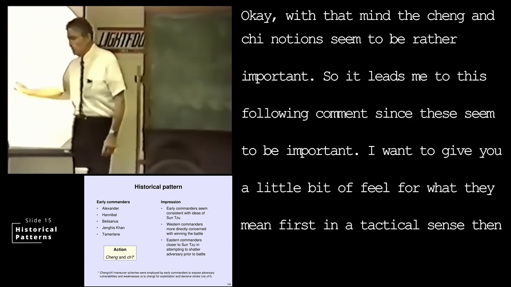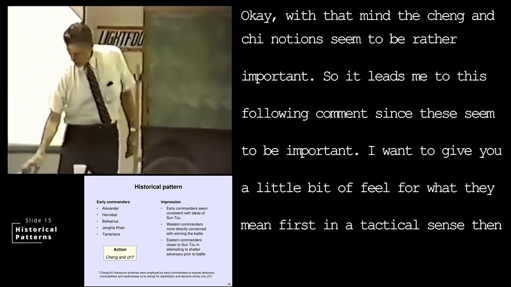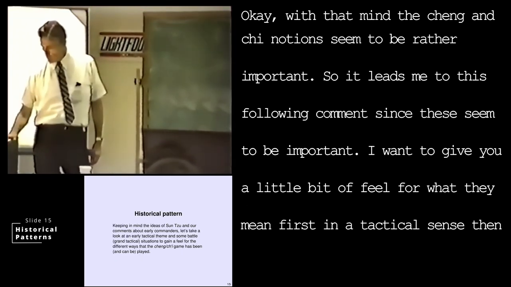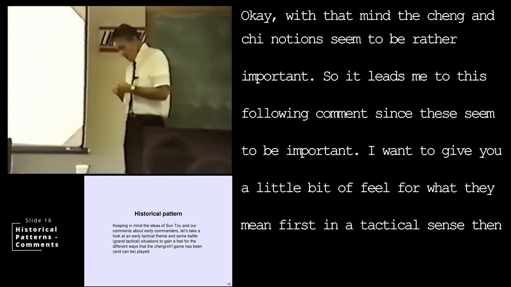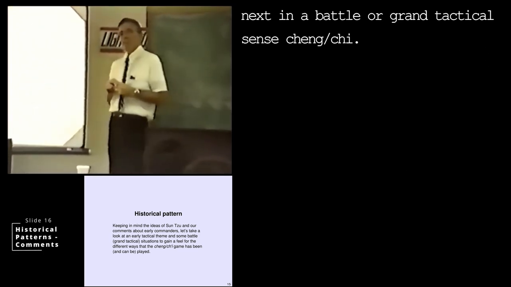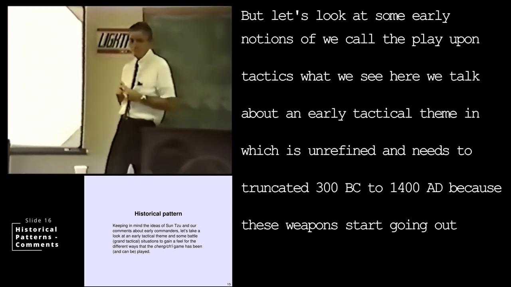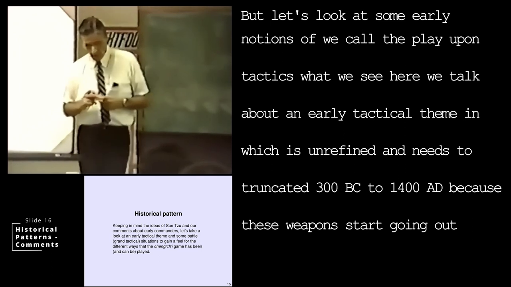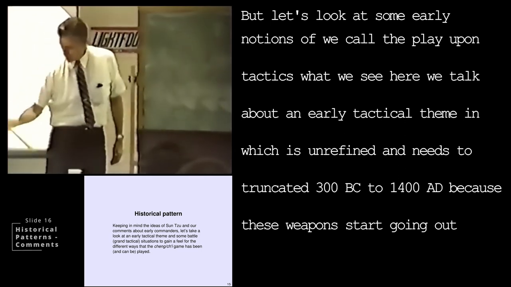Okay, with that in mind, his chain and chi notions seem to be rather important. So it leads me to this following comment. Since these seem to be important, I want to give you a little bit of feel for what they mean, first in a tactical sense, and next in a battle or grand tactical sense. So let's look at some early notions of what we'd call the play upon tactics.